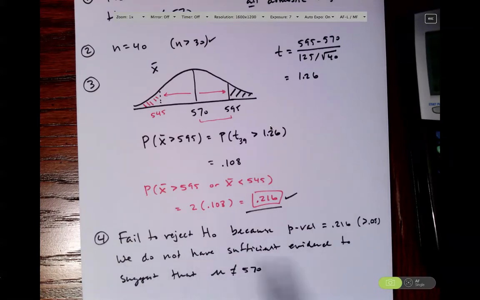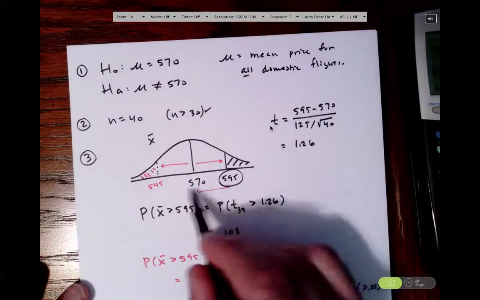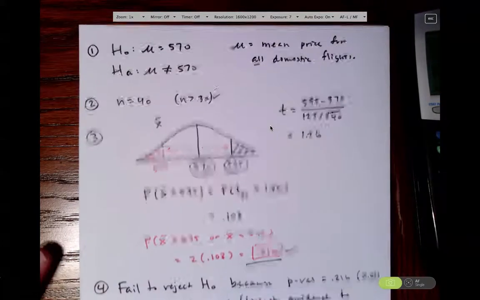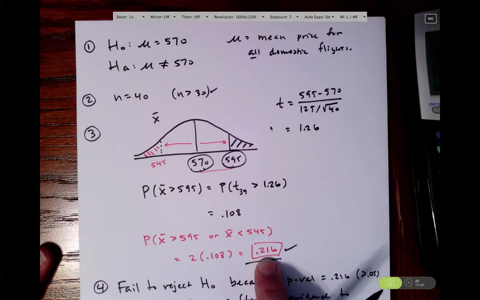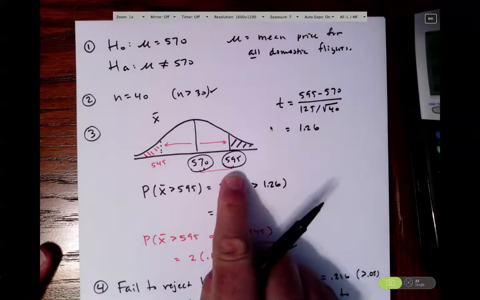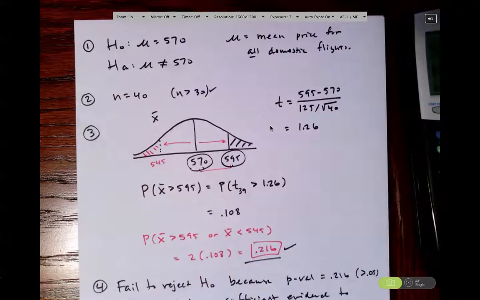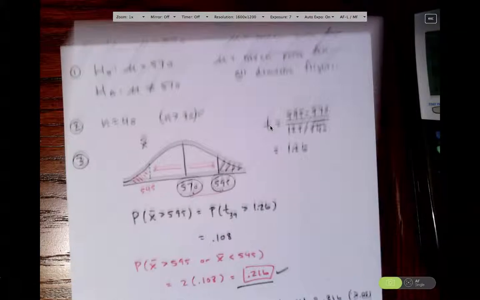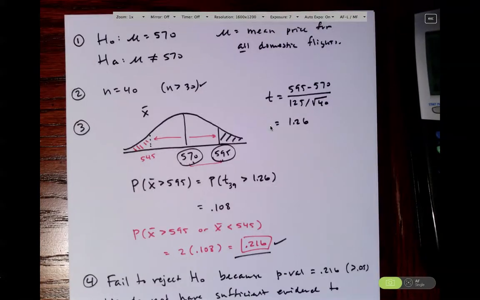We do not have sufficient evidence to suggest that the mean is something other than 570. Okay, in the big picture here, this number was not far enough away from this number. All right, that's really what the big picture is. And this probability measures how likely that is to happen. How likely is it for us to get a sample mean that is $25 away from the expected value with a sample of 40 airline tickets? Okay, so the probability is fairly high, so we fail to reject the null hypothesis. Okay, hopefully that is going to give you enough to work through the homework problems.